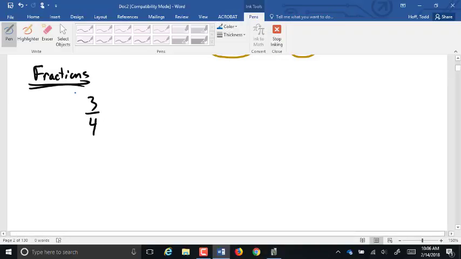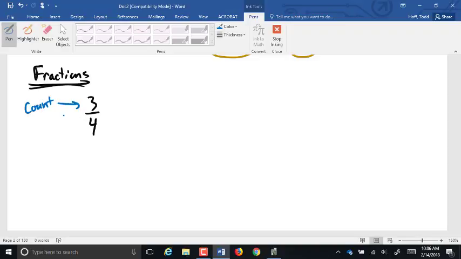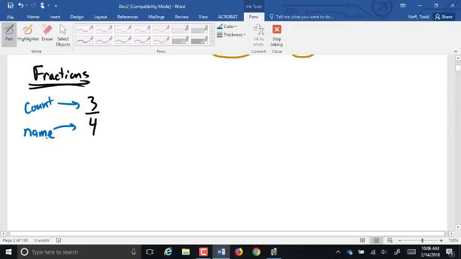Remember, we talked back in the first couple of days of class that a fraction is a single number with 2 parts. The 3 is a count. We have 3 of something here. Just like having 3 inches or 3 cows or 3 pounds, there's 3 of something here. And the 4 is a name. So that's like the inches or the cows. The name here is a 4th.